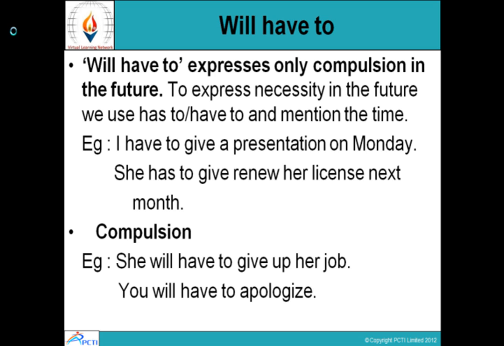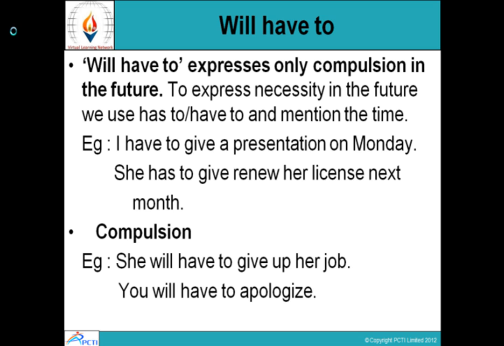I have to give a presentation on Monday. This is just a necessity or a need. We have mentioned Monday, so that indicates it's going to happen in the future. But the structure we have used is have to, which is present tense structure. So please don't bother about changing it into will have to, because will have to will indicate only compulsion, and here there is no compulsion, but there is a need for him to give a presentation on Monday. She has to renew her license next month. That means there is a necessity for her to renew her license next month.